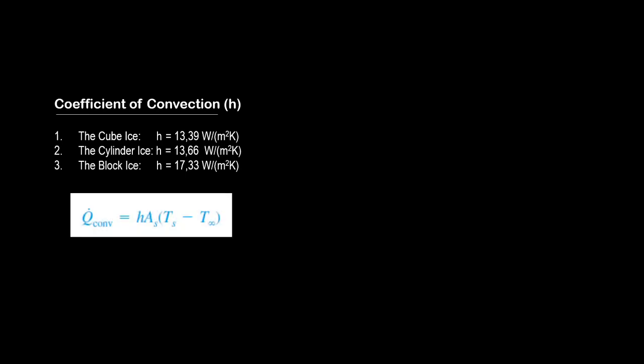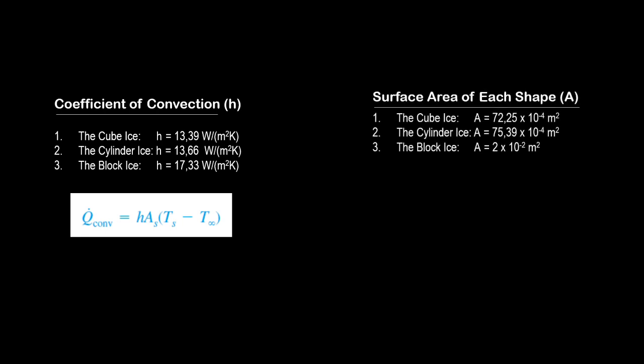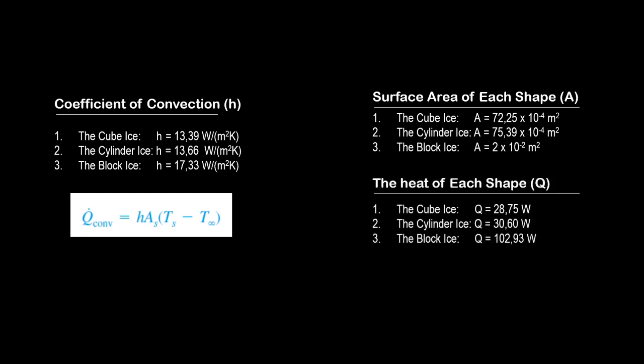So the next step is finding the values of heat transfer for each shape. Before that, we must know the surface area of each shape. So this is the result of the calculation for it. After that, we can calculate the heat of each shape, and this is the result.